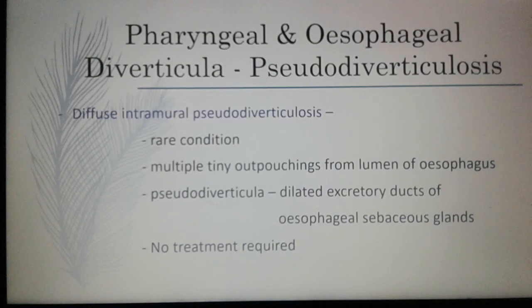And finally, there is a condition known as diffuse intramural pseudodiverticulosis. It's a very rare condition, and there are multiple tiny outpouchings. During endoscopy, we can see them from the lumen of the esophagus. And pseudodiverticula are basically not true diverticula. Pseudodiverticula are basically dilated excretory ducts of esophageal sebaceous glands.